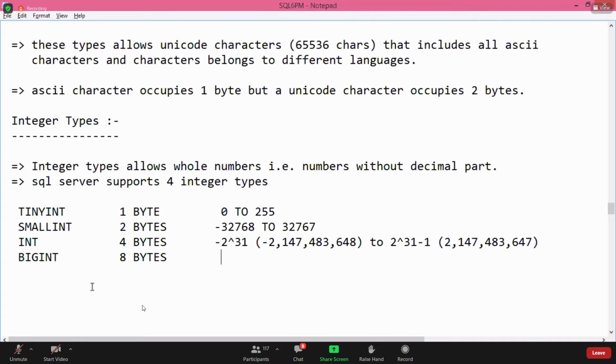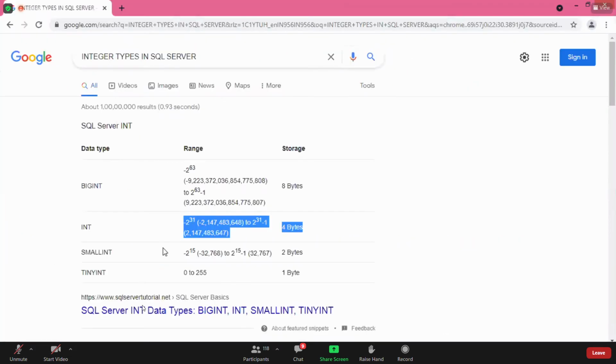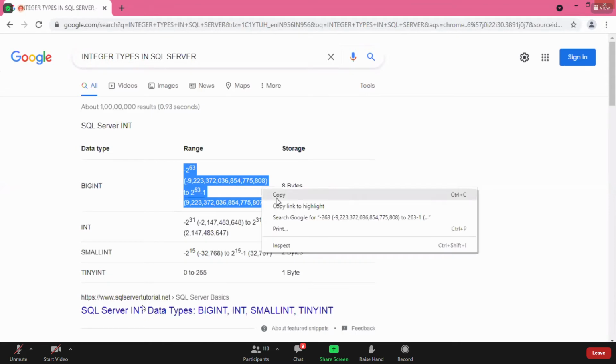Next one, 8 bytes. Big integer takes 8 bytes. What do 8 bytes mean? How many bits? 8 into 8, 64. But the first bit is reserved for sign. So then minus 2 power 63 to 2 power 63 minus 1. Okay? Minus 2 power 63 to 2 power 63 minus 1.